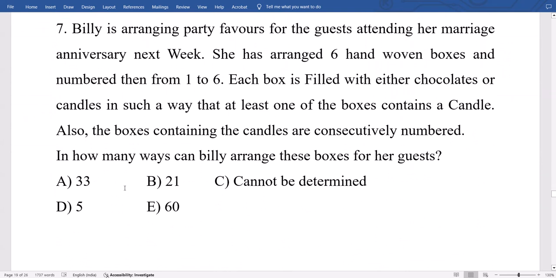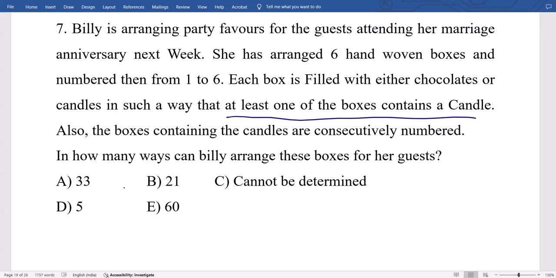Billy is arranging party favors for the guests attending her marriage anniversary next week. She has arranged 6 hand-woven boxes and numbered them from 1 to 6. Each box is filled with either chocolates or candles in such a way that at least one of the boxes contains a candle.